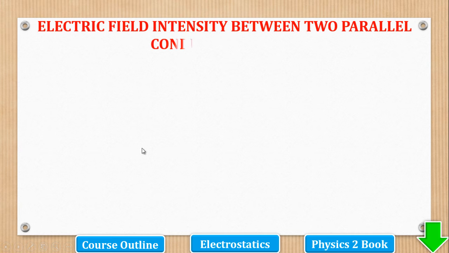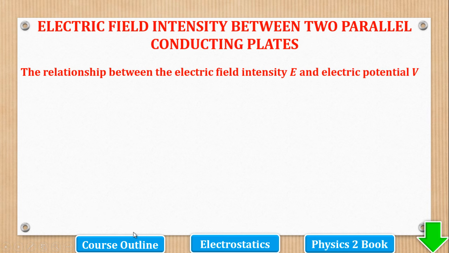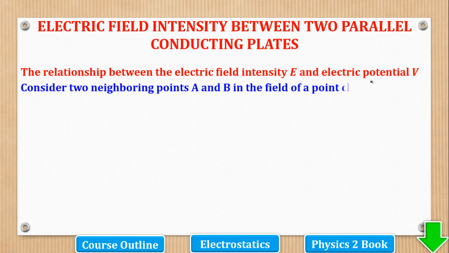So now we shall start our topic, electric field intensity between 2 parallel conducting plates. We are going to derive a formula. Therefore we shall start with the relationship between electric field intensity and electric potential. Now both these terms are not new to you. I believe you have covered electric field intensity E and also electric potential V. So now we are going to first get the relationship between these 2 terms.